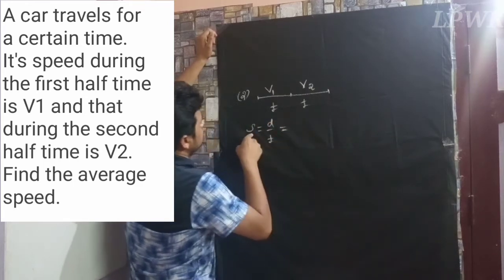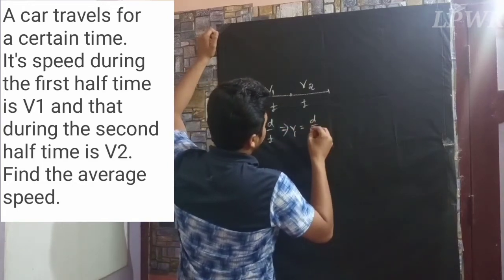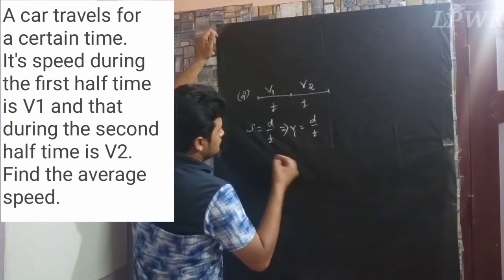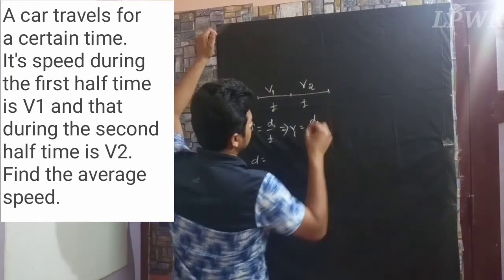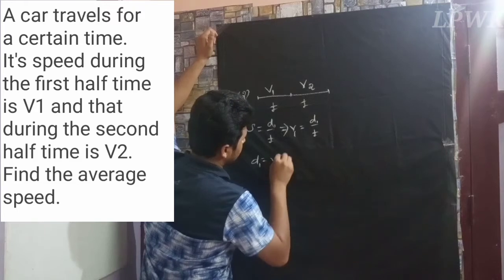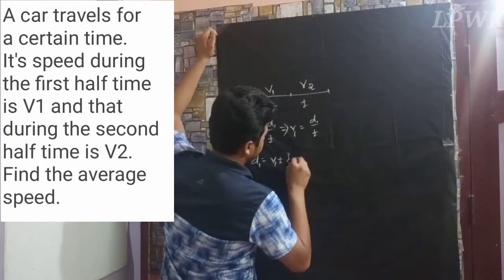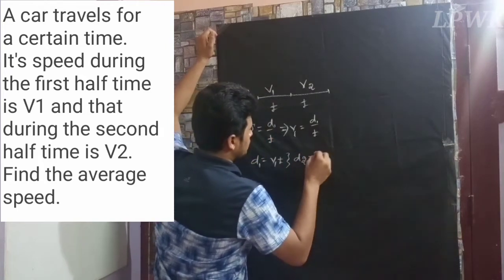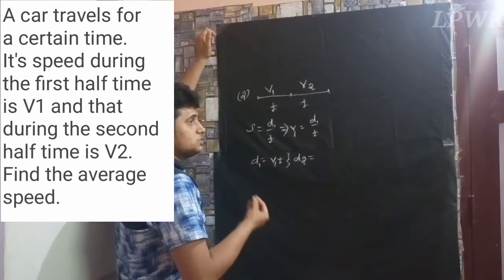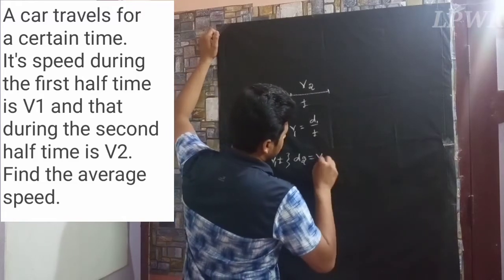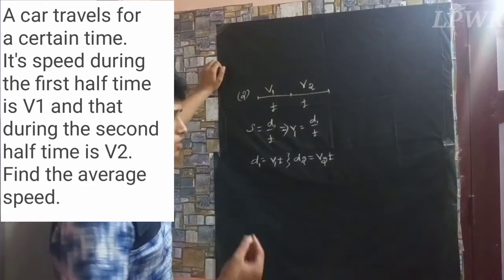Then v1 is equal to d by t. Okay. So d1 equals v1 t, and for the second, some of them will write d1 instead of x1. This is also the distance. Okay, d2 equals v2 t. Okay, so now we can apply the average speed formula.